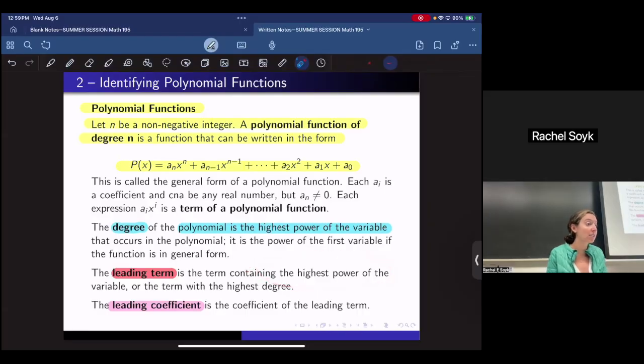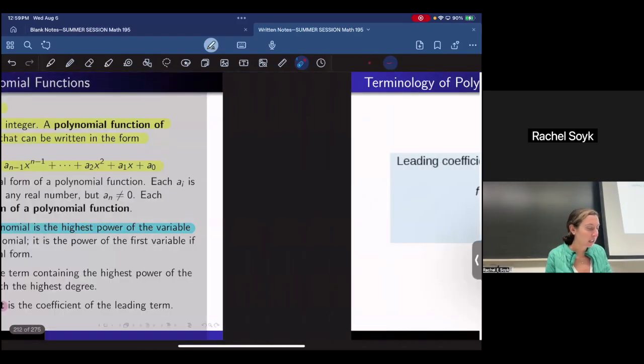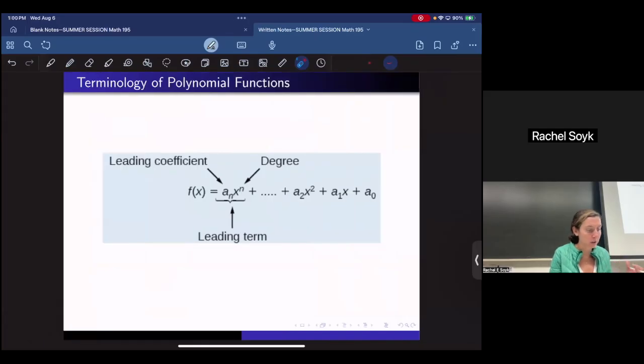The leading term is the term that contains that highest power. So if it's 5x to the 5th, where 5 is the highest exponent, then 5x to the 5th is your leading term. Whereas the leading coefficient is just the coefficient of that leading term. So in 5x to the 5th, 5 would be your leading coefficient. And this is more of a visual. Your leading term is always going to be that highest degree, where we have n in that general case, and that leading coefficient is that a sub n.